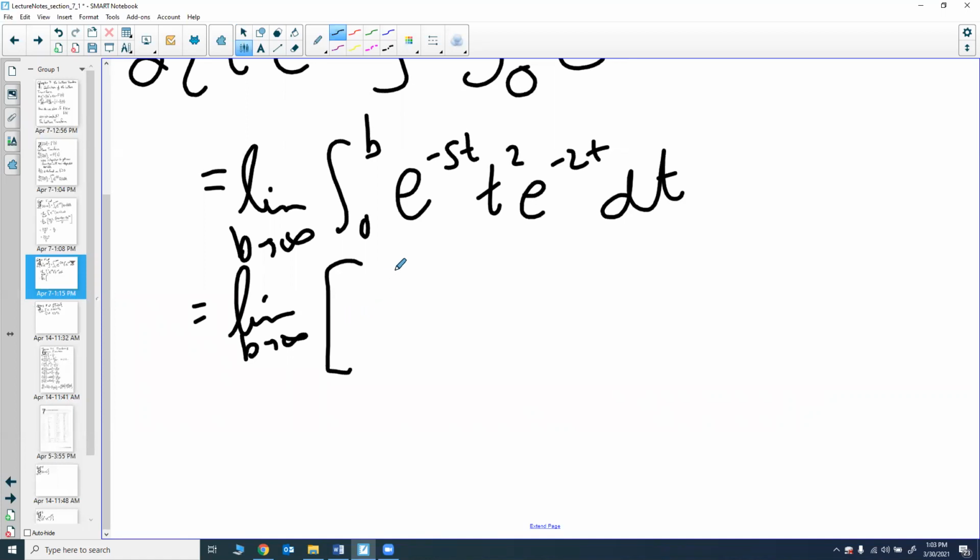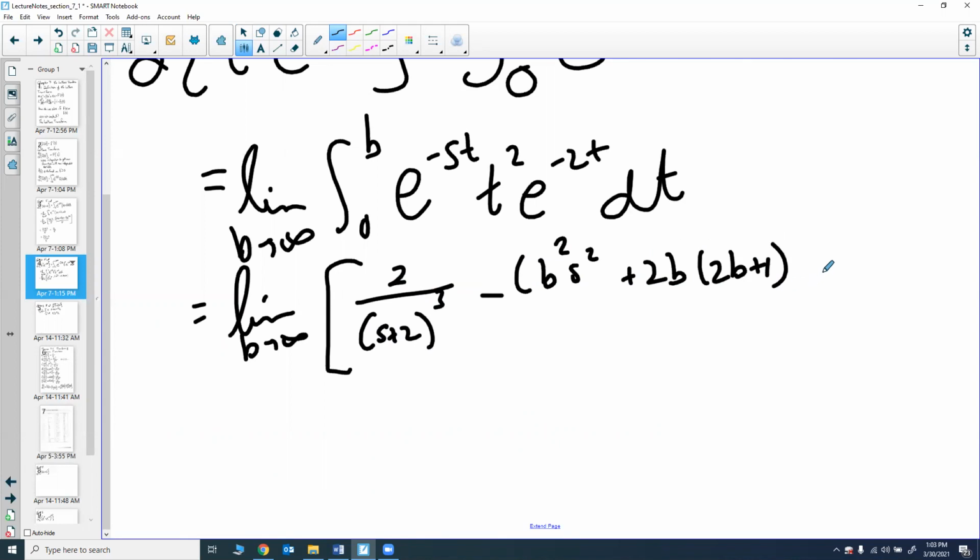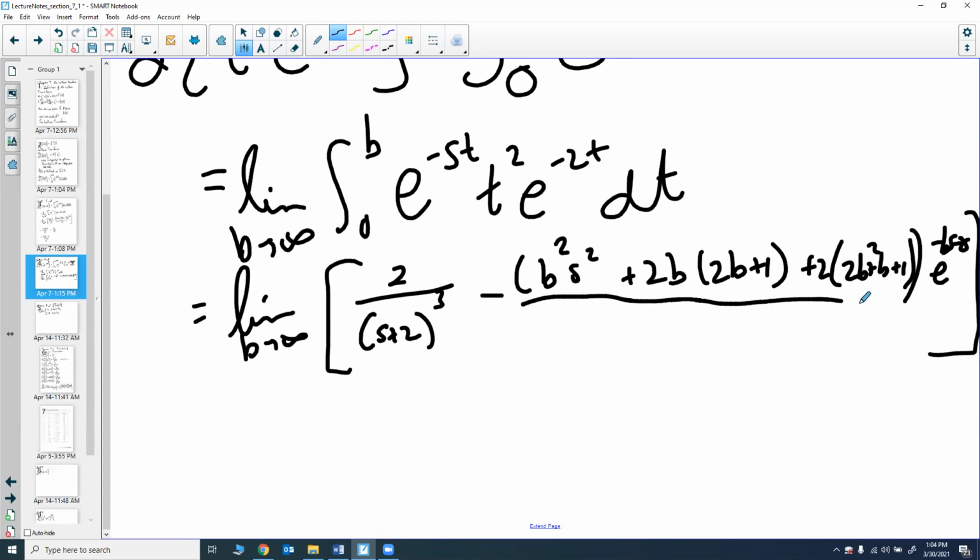And that integral happens to be 2 over (s plus 2) cubed minus [b squared (s plus 2) squared plus 2b times (2b plus 1) plus 2 times (2b squared plus b plus 1)] all times e to the minus bs minus 2s, all over (s plus 2) to the third power.